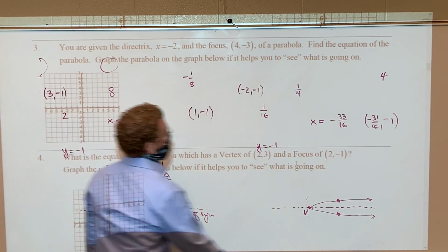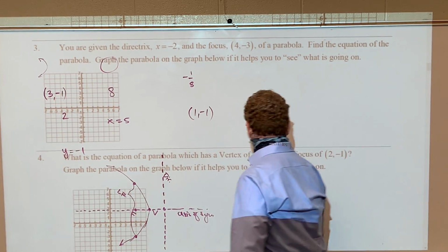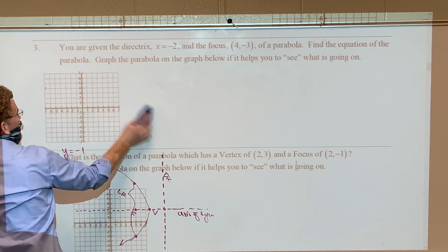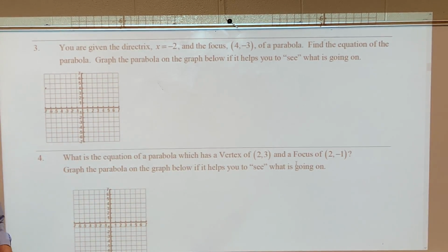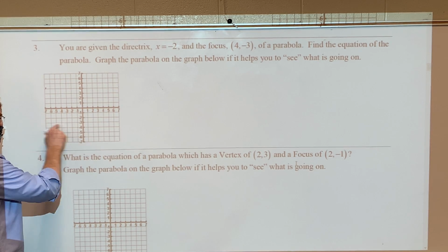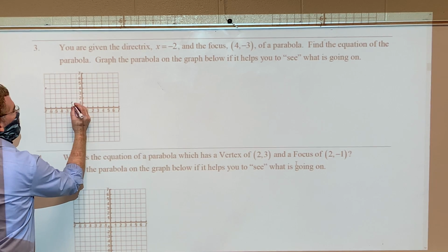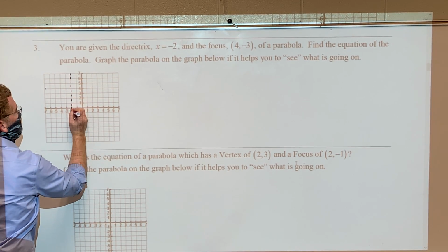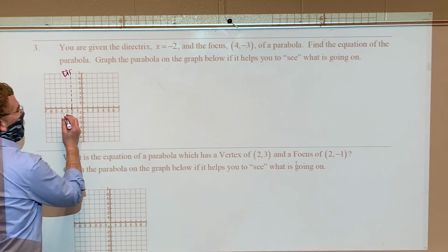All right, what about this? It says you're given the directrix. It's x equals -2. And the focus. So we're given a directrix, it's x equals -2. I would encourage you to graph it. What does x equals -2 do? Goes through the, right there? Is that x equals -2? No, that's y equals -2. X equals -2 has to go through x at -2. So that's my directrix. And it tells me the focus is 4, -3.